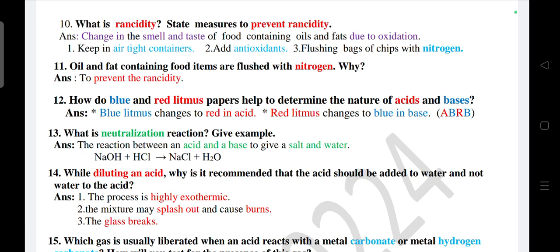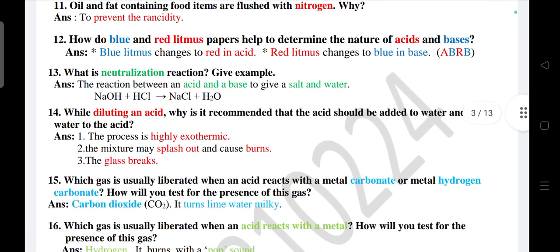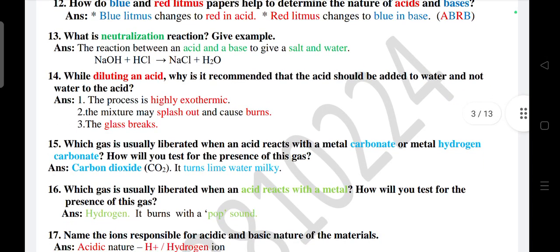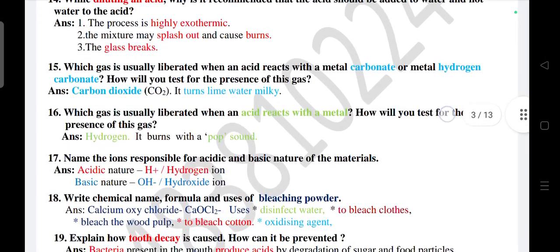Why? Then how do blue and red litmus paper help to determine the nature of acids and bases? Then what is a neutralization reaction? Give an example. While diluting an acid, why is it recommended that acid should be added to the water, not water to the acid? These are all the important questions.